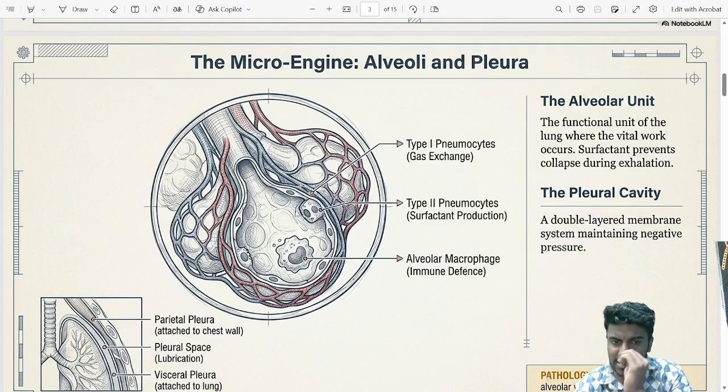Talking about the microengine, here you can see type 1 pneumocytes, which are responsible for the gaseous exchange, and type 2 pneumocytes, which are responsible for the lung surfactant production. And let me tell you that diagnosis is very, very important.